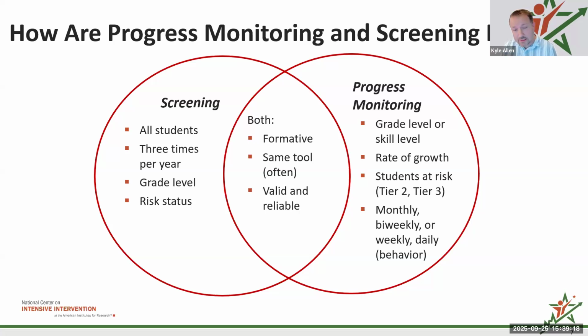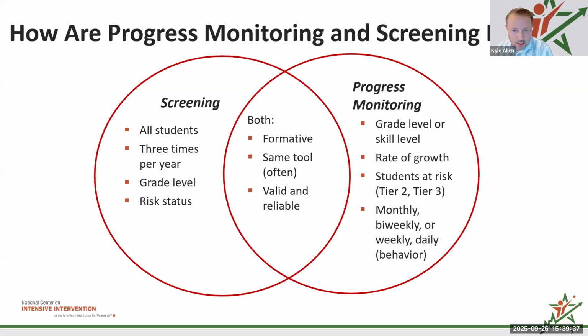And the reason that is, they happen throughout the school year, right? So we're measuring learning as it's happening, right? So if we screen at the beginning of the year and then we screen again in the middle of the year, we have an idea of what has been learned and what still needs to be learned, right? And that's why it's formative.